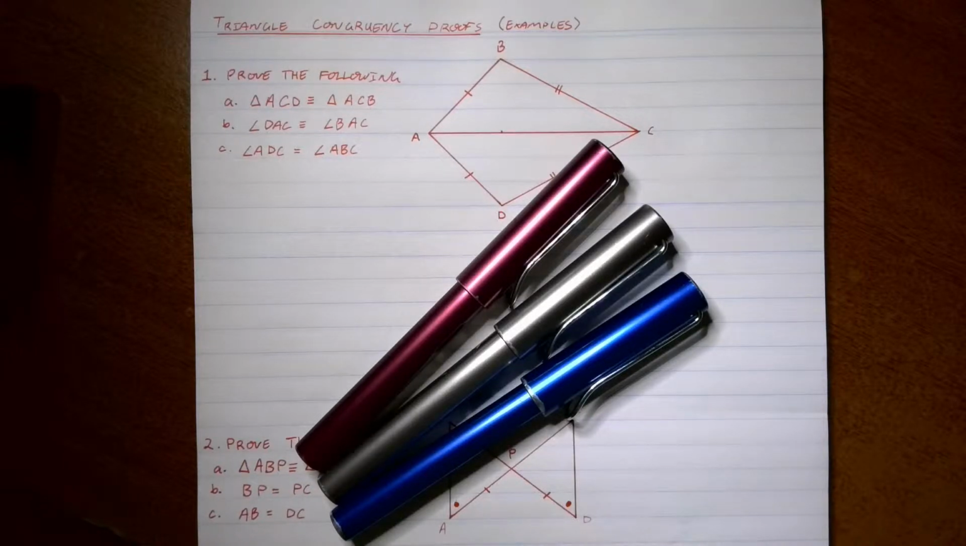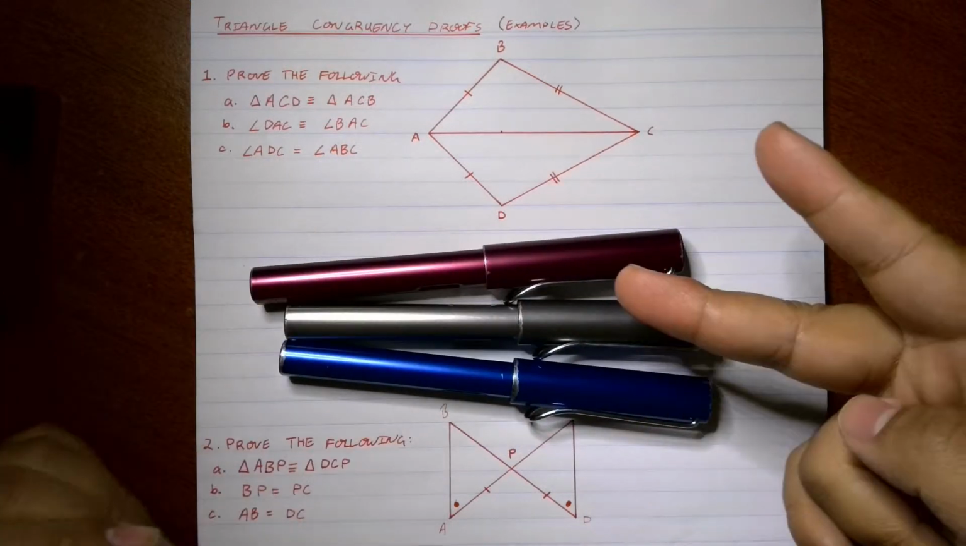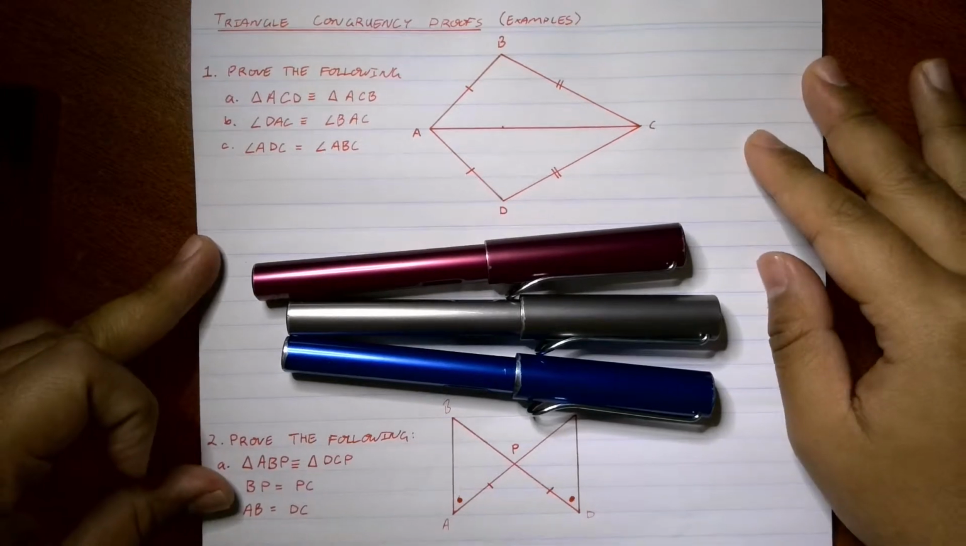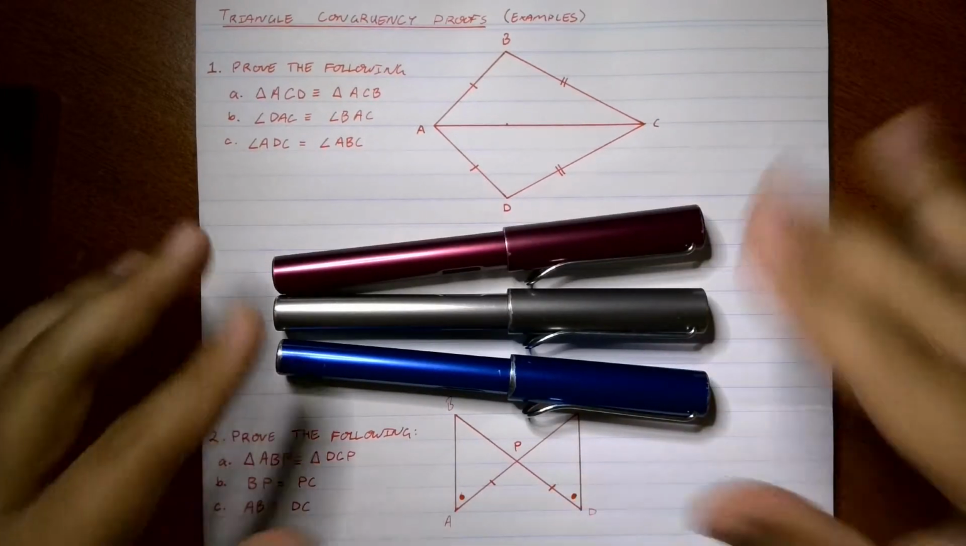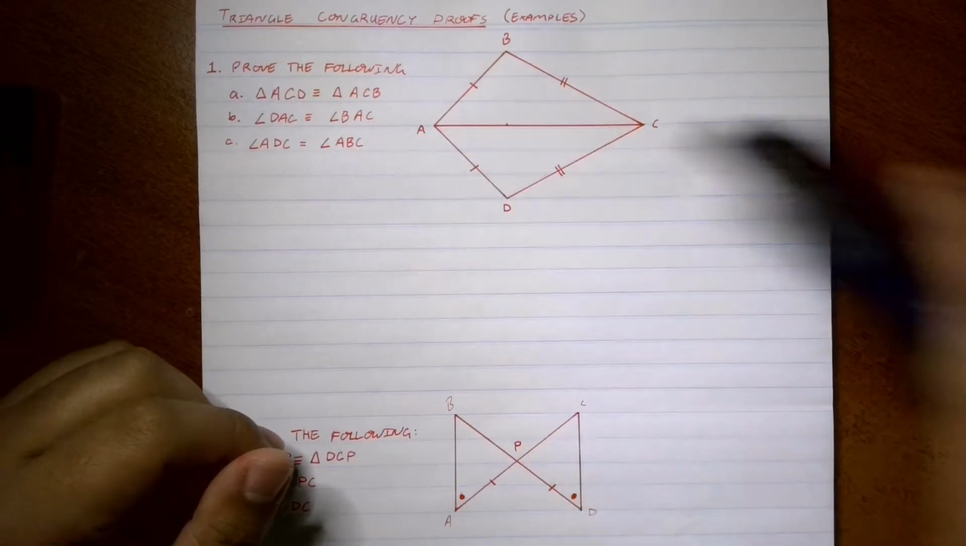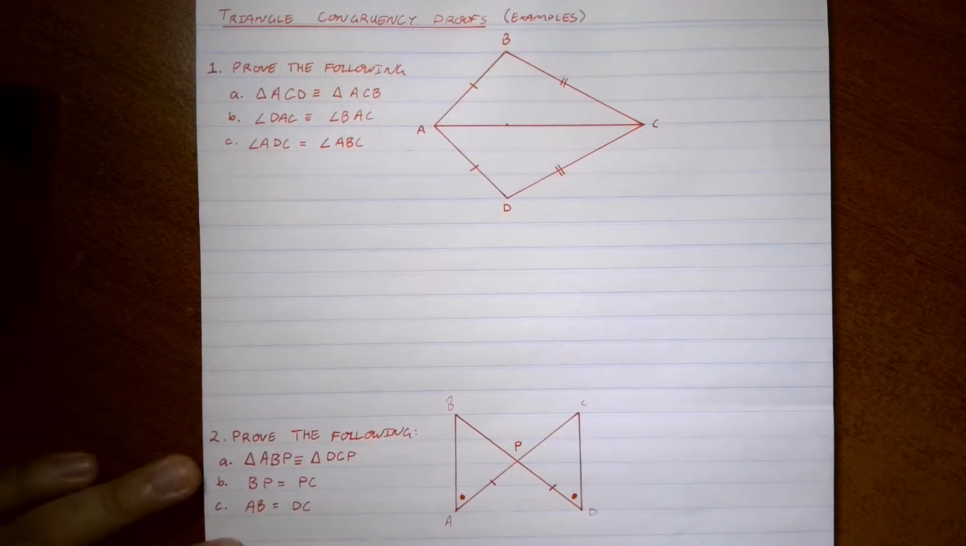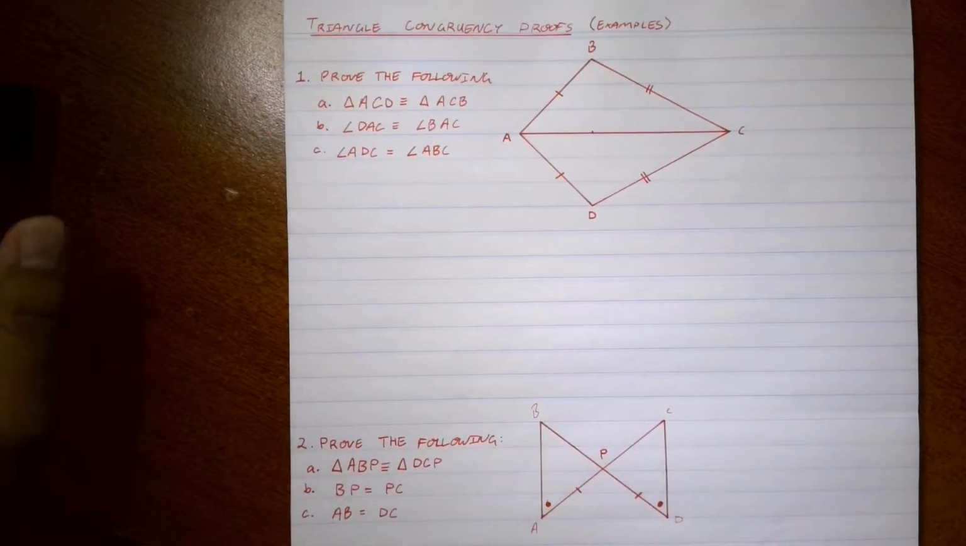Hello class, this is a video tutorial on triangle congruency proofs. In this video, I'll just be doing two more examples on congruency proofs, just so that you can get a better idea as to how to construct your own proofs. So I prepared here two questions.